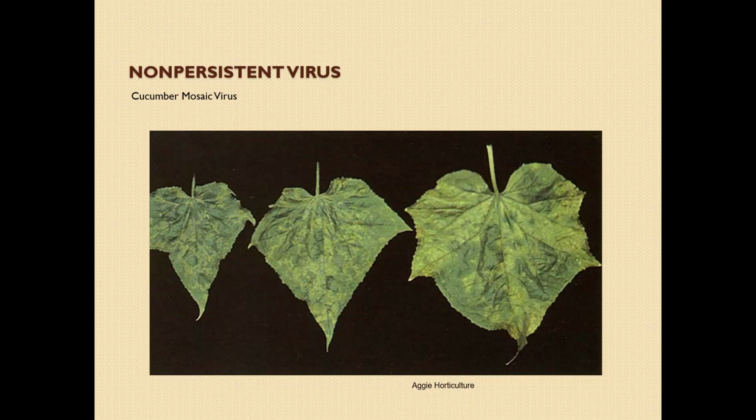Okay, so here's an example of a non-persistent virus. This is cucumber mosaic virus. This is spread by aphids, and it's also spread by cucumber beetles. It overwinters in wild cucumber seed and wild perennial milkweed, ground cherry, and matrimonial vine. It's important to note it's not going to just get cucurbits. It's going to get many other things. This is one of our most common viral diseases out there.